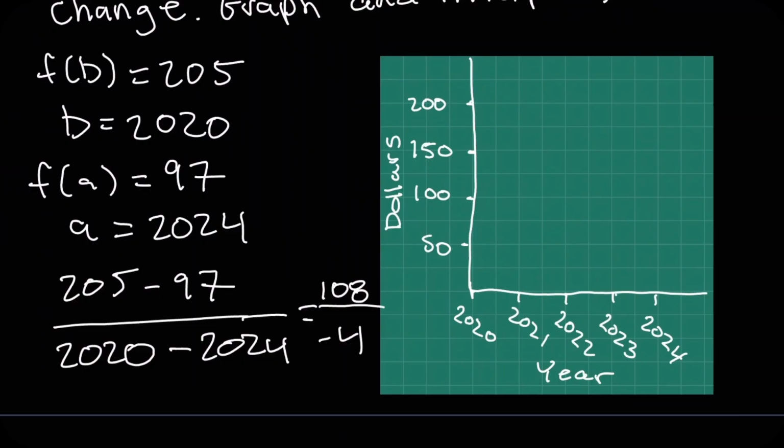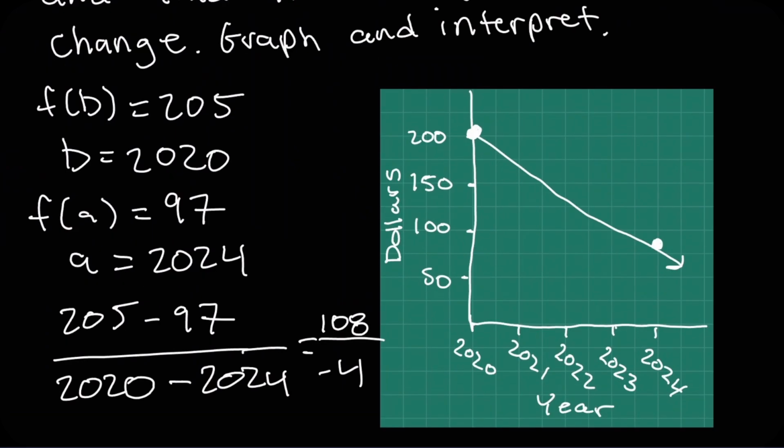So approximately we will have 205, which might be right there. And then we go all the way down to 97. So 97 is approximately right there. So this is what our graph looks like. So what can we say? We can say that we decrease on average by 108 divided by -4, which would be $27. So we decrease by $27 each year in our subscription fees.